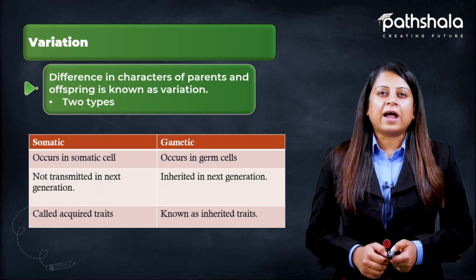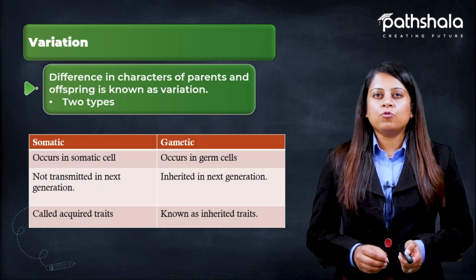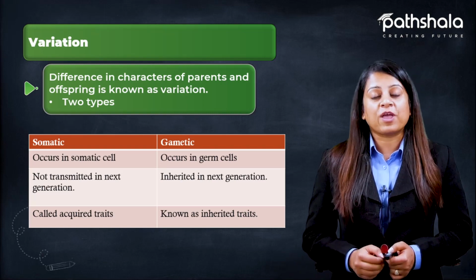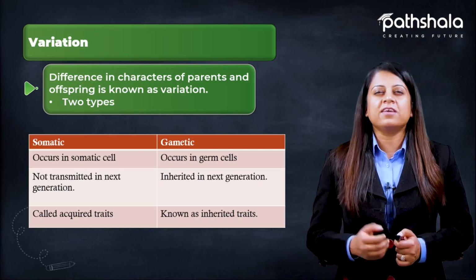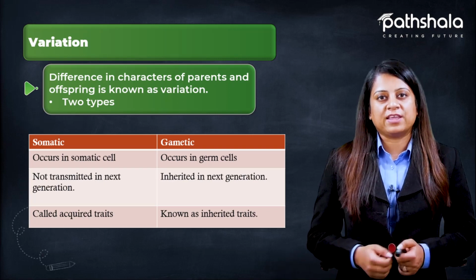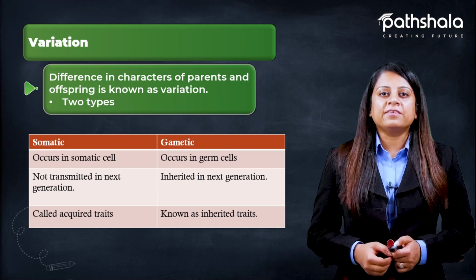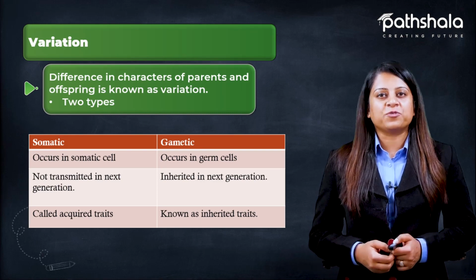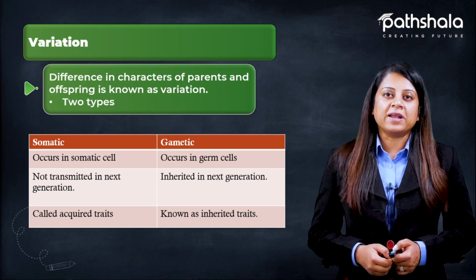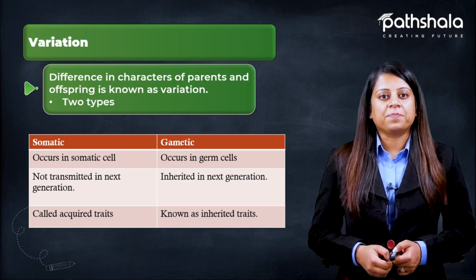So we all know कि never two kids are similar to their parents. Exact copy जो है वो कोई भी किसी की नहीं होता है. There are certain differences and these differences are known as variations. So difference in characters of parents and offspring is known as variation, and these are of two types. First is somatic and next is gametic.